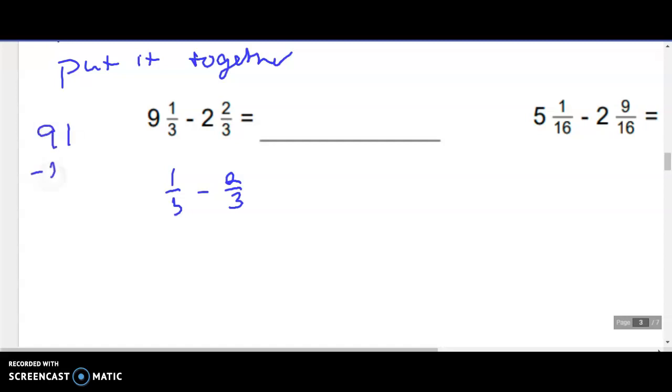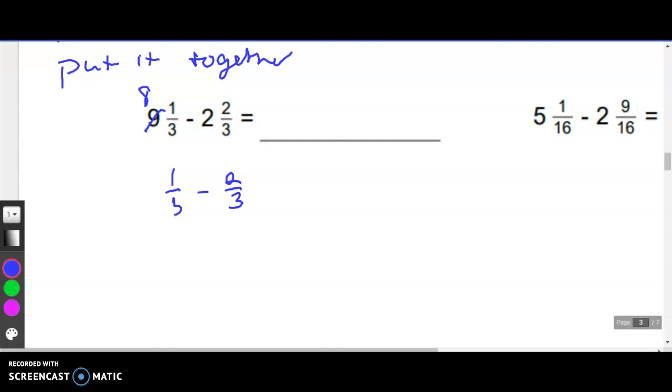91 minus 26, right? We can't do 1 minus 6, so we don't put -5. We borrow from the 9 to make it an 8, right? We're going to do the same thing here. We're going to borrow. So when we're borrowing, we'll borrow from the 9, we'll make this an 8, but we're not actually borrowing 10/3. We're borrowing one whole number, right? The 9 became an 8. We borrowed 1 from the 9.